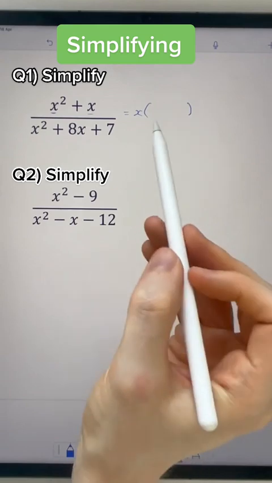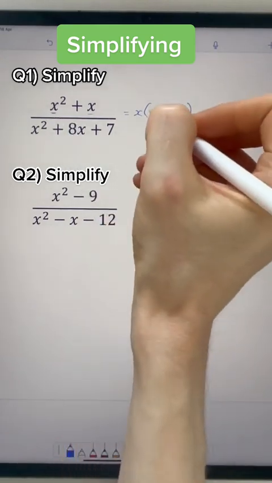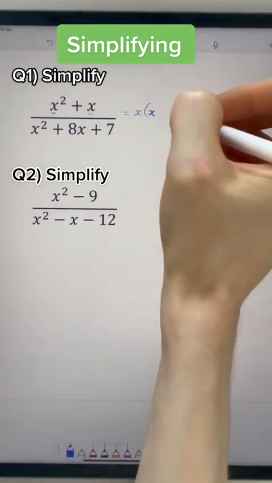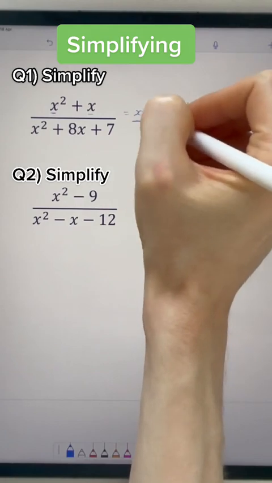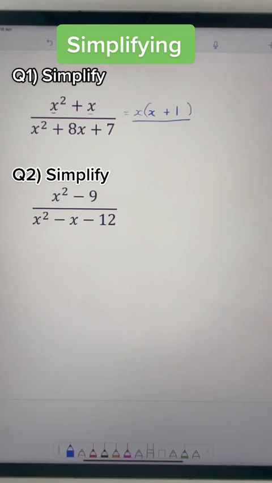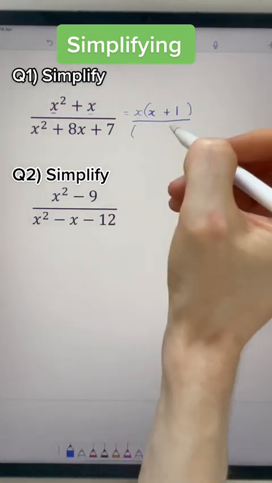Opening our single bracket, what do I times x to get back to x squared? I'm missing x. What do I times x to get back to 1x? I'm simply missing plus 1. On the bottom, as we've got three terms, it's going to factorise into what's commonly referred to as double brackets.